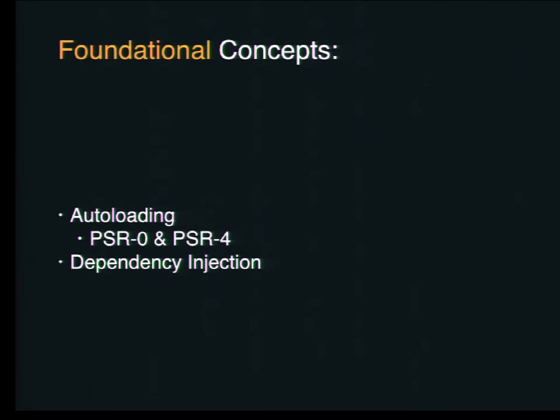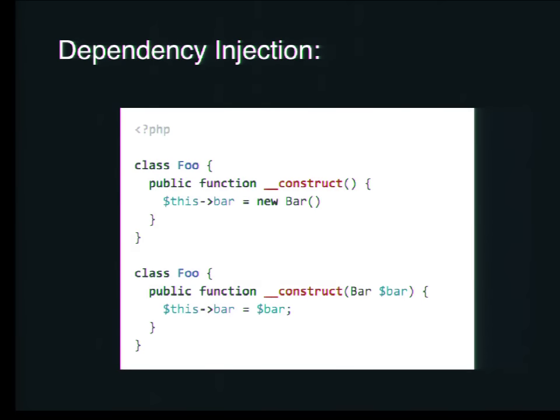Dependency injection. Who in here has ever dealt with dependency injection? Good. So this is my good, bad, not great example. If you ever find yourself creating a new class in a constructor, chances are you're doing it wrong, right? You actually have a dependency on that class for you to run if you're declaring it in your constructor. What's better is to pass it to your class.